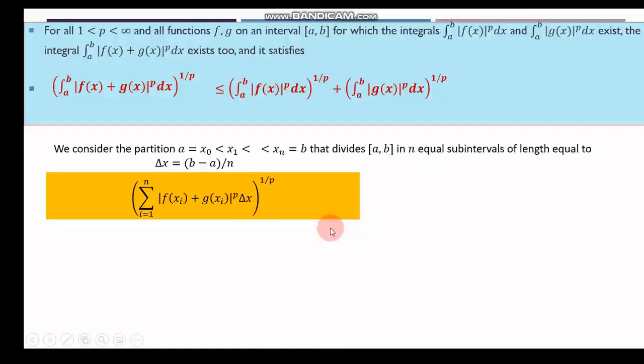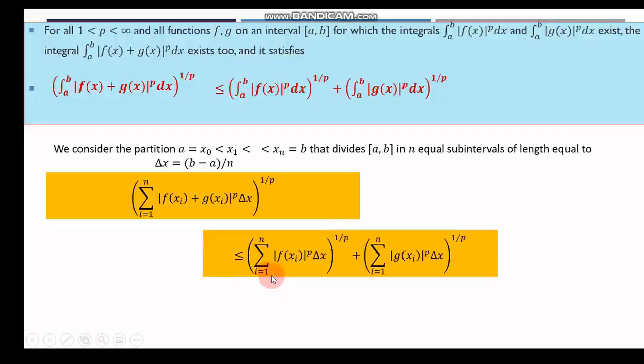So we apply the Minkowski inequality for the discrete sum case, right? What you have is, which is clearly less than or equal to, sigma i equal to 1 to n, mod f of xi raised to p delta x whole raised to 1 by p plus sigma i equal to 1 to n, mod g of xi raised to p delta x whole raised to 1 by p. Okay, for the Riemann integral we need the norm of the partition, delta x, to tend to 0. Delta x tends to 0 means we need n tends to infinity, right? So letting n tend to infinity, the left side becomes the integral and all these terms become integrals. Okay, hence the proof.